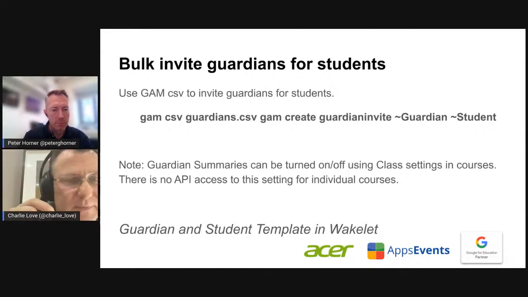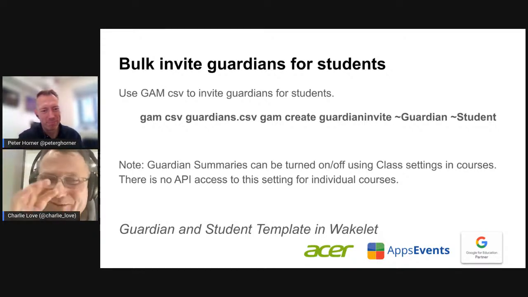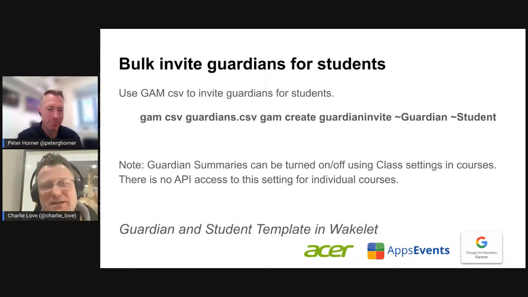There is a limit: a student cannot have more than 20 guardians assigned to them, right? So that's the limit. 20 is heaps, folks. I don't know why you'd be wanting to do 20 people, but one student can have a maximum of 20 guardians associated with them.